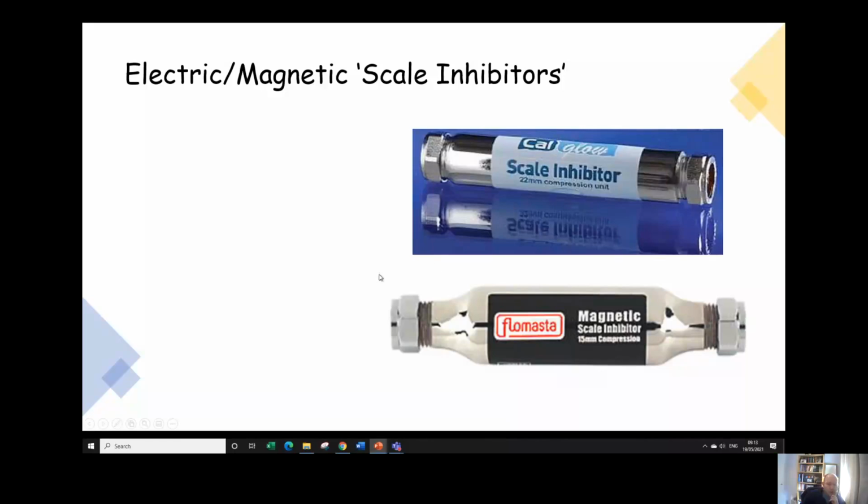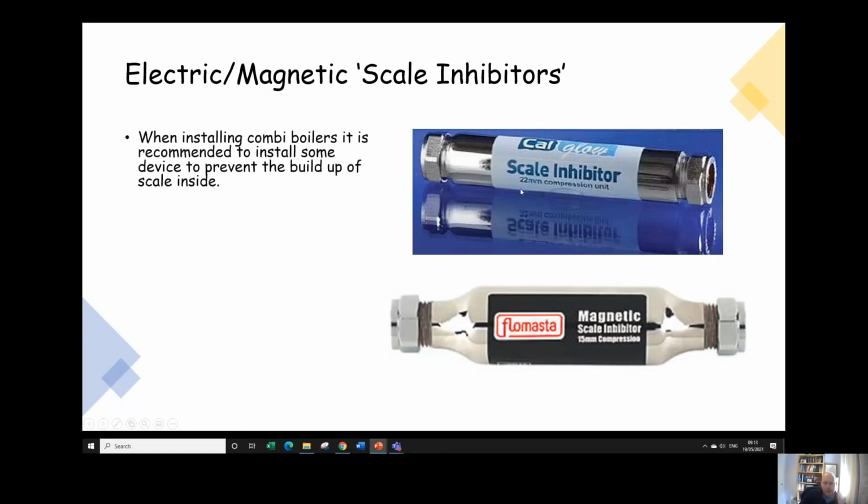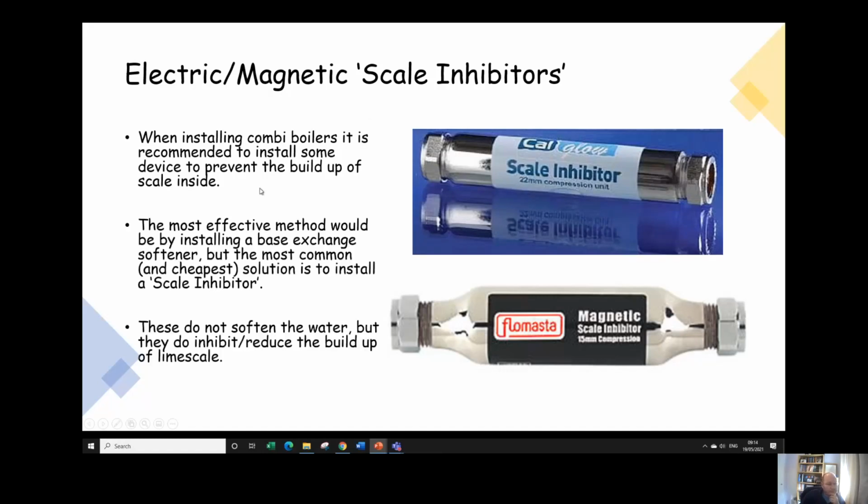It's not always a practical thing to fit, so what we generally do before all combi boilers is fit a scale inhibitor. A scale inhibitor isn't technically a water softener, it doesn't soften the water, it just stops the scale from building up inside the heat exchanger. This is what we will most commonly see fitted before combi boilers. It's much easier and much cheaper to install than a base exchange water softener, for example.